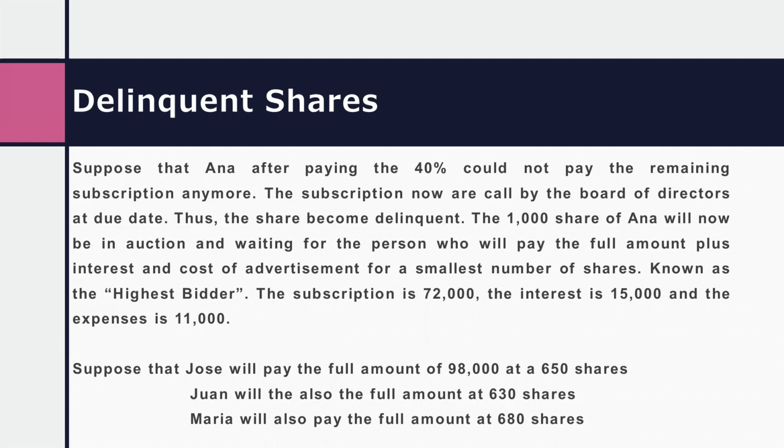Now, who is the highest bidder of these three bidders? So, we consider Juan as the highest bidder. Why? Because he is willing to pay the whole amount of 98,000 for the smallest number of shares. So, he will take only 630 shares for his payment of 98,000.